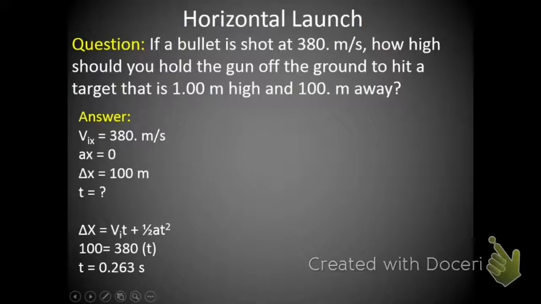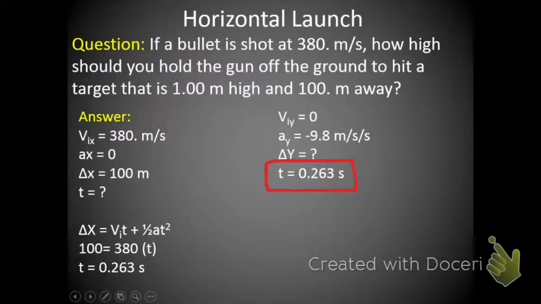I plug in my numbers and I find that it takes 0.263 seconds for the bullet to travel 100 meters, traveling at 380 meters per second. With that information, I can figure out how much the bullet will drop as it travels those 100 meters. I'm going to use that same time because the amount of time it takes to travel the 100 meters is also how long it will take to drop some distance. That's the unknown, how much drop the bullet experiences in those 0.263 seconds.